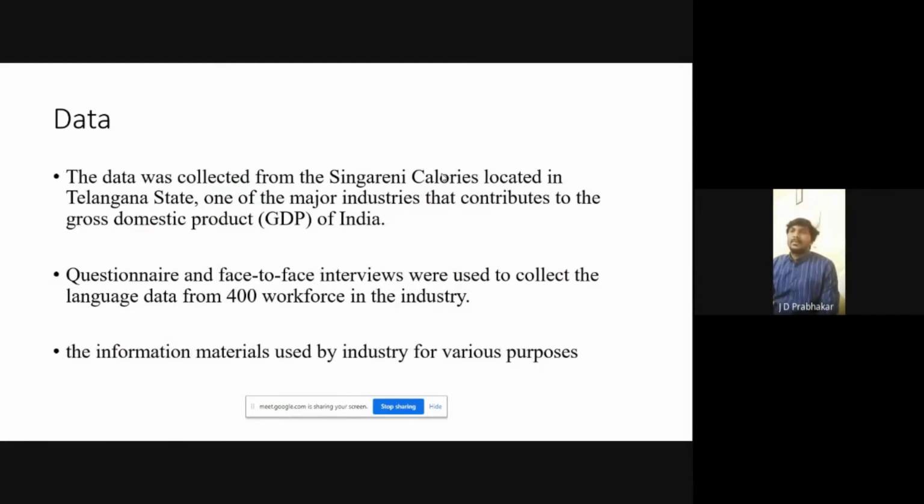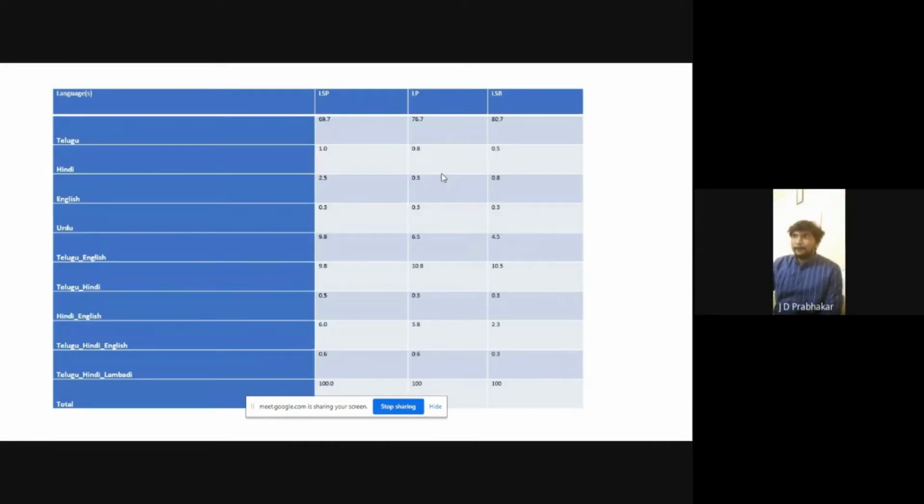This data was collected from Singareni Collieries, located in Telangana state, one of the major industries that contributes to the gross domestic product of India. Questionnaires and face-to-face interviews were used to collect the language data from 400 workforce in the industry, and the information materials used by the industry for various purposes. This is a data set that I collected from the worksite.